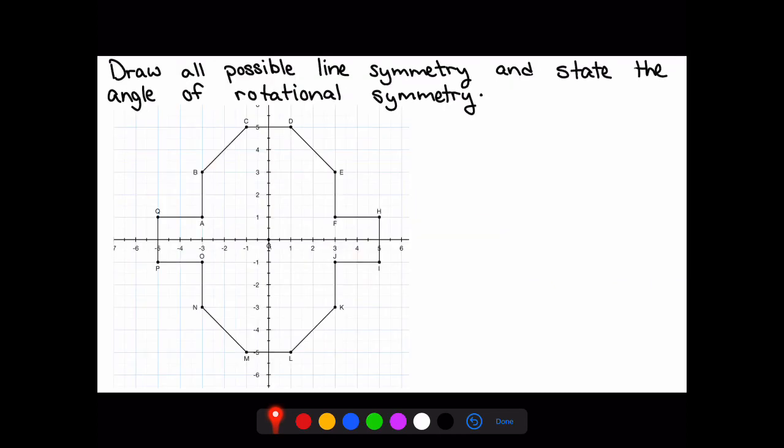All right. Next up, draw all possible line symmetry and state the angle of rotational symmetry. So with this one, we need to draw the line symmetry and count how many lines we have. Now with this, we need to be careful that we're not crossing over and having something come off the side here. We don't want to have that. We want everything to fold perfectly on top of the other side. So with this figure, we can see that we have only a couple lines that will work.